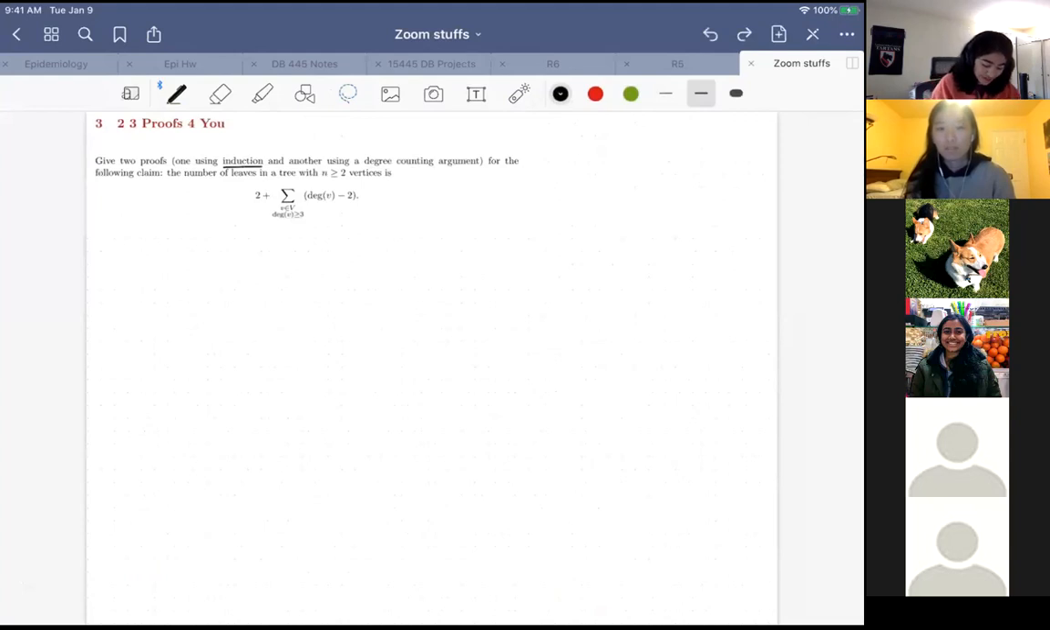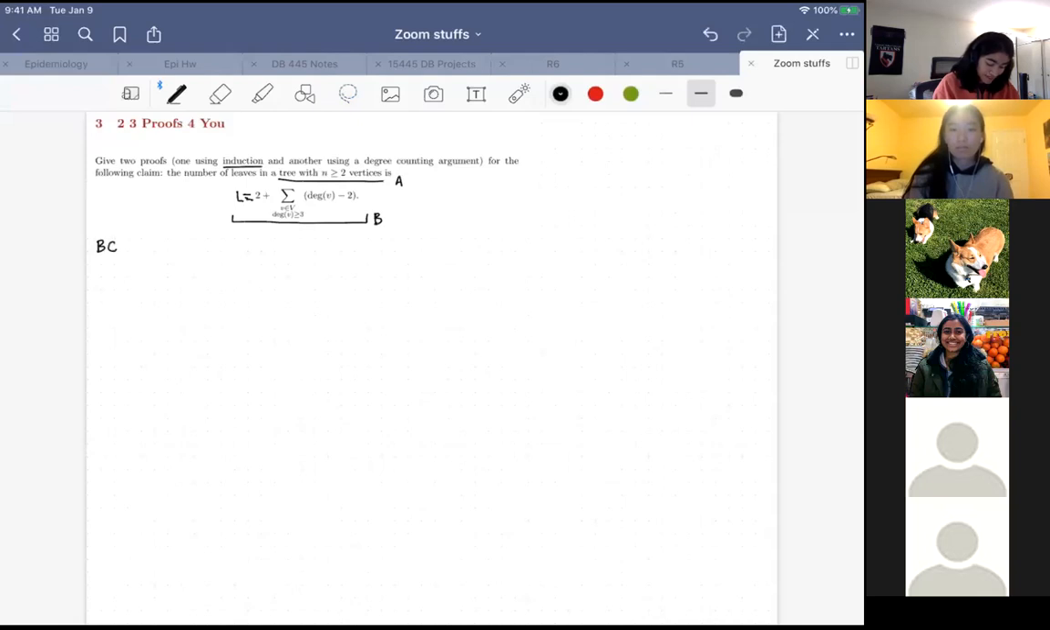So to make sure we're clear, whenever we're doing induction proofs, we normally want to show that all graphs with property A have property B. Our property A is that your graph is a tree with n greater than or equal to 2 vertices. And our property B is that the number of leaves, let's call that L, is equal to this summation. So we want to show that A implies B for all graphs.